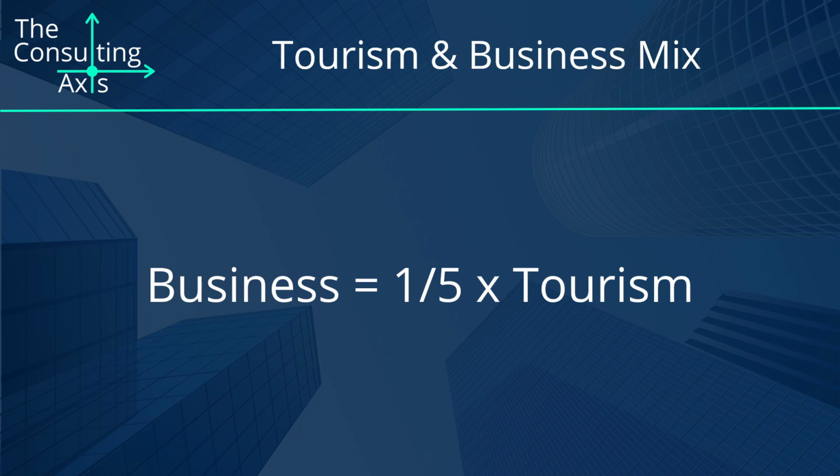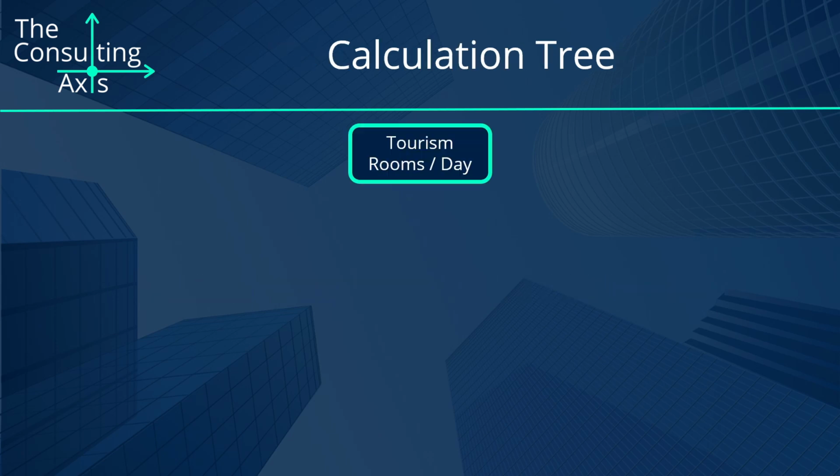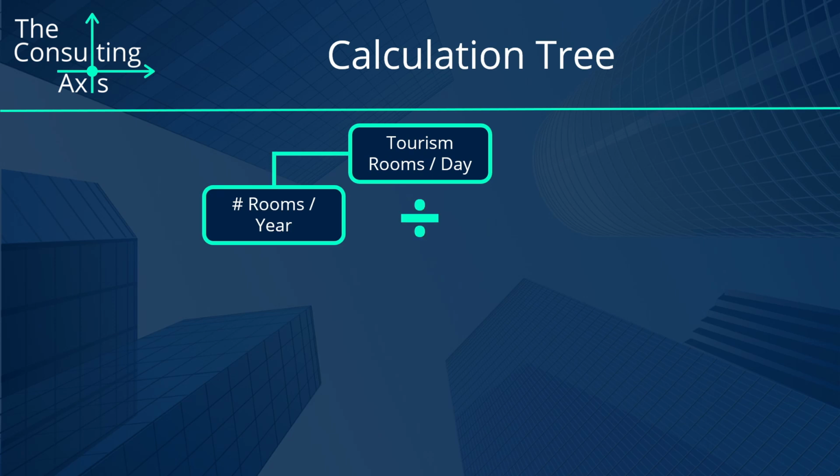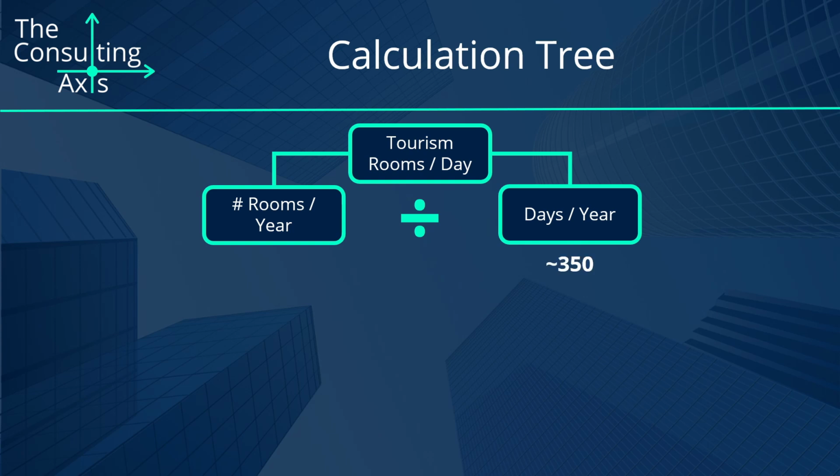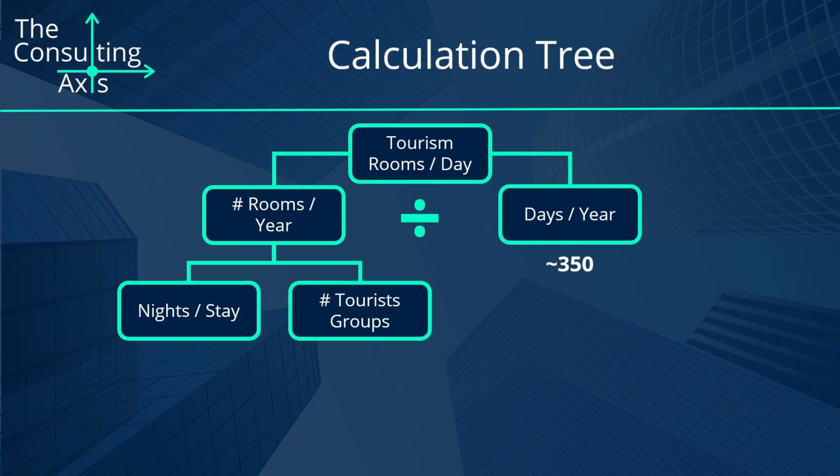So let's start as we normally do with our calculation tree. So tourism rooms per day can be broken down into the number of rooms booked per year divided by the number of days in a year. So the number of days in a year is around 350, and the number of rooms booked in a year can be broken down into the number of tourist groups, so that's what I'm calling a group of tourists that are sleeping in the same room, multiplied by the nights per stay, which I'm going to assume to be 3.